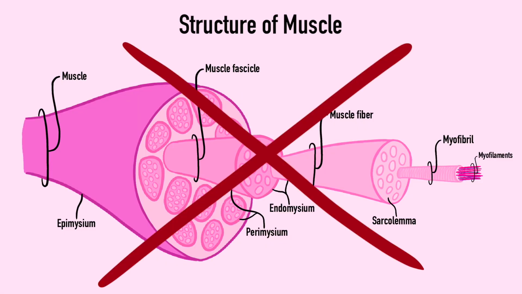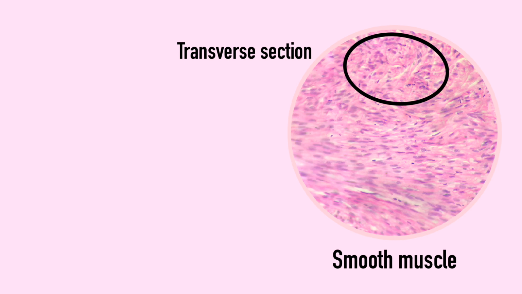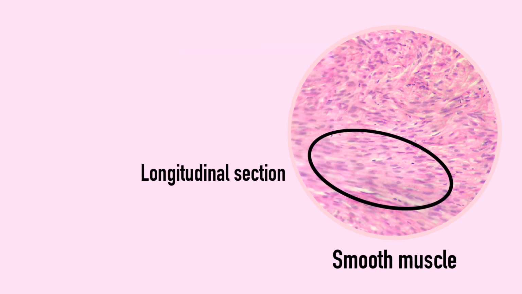So when we have a slide of smooth muscle, since the cells are so small and lack typical muscle organization such as endomysium, you will most likely find a chaotic mix of both transverse and longitudinal sections on the same slide.